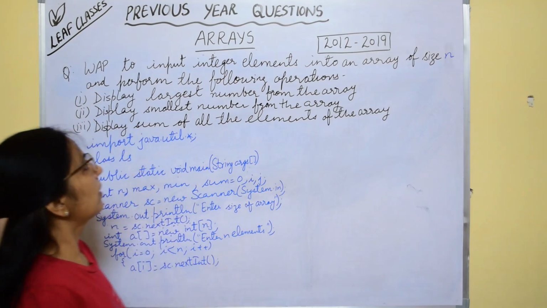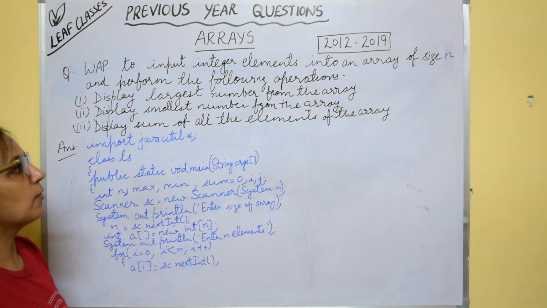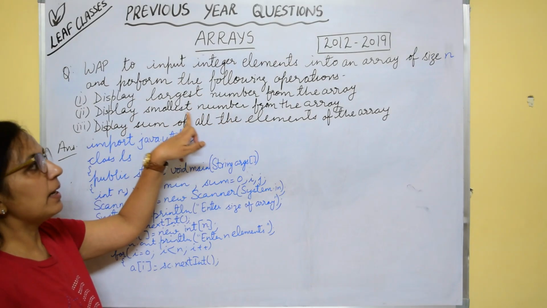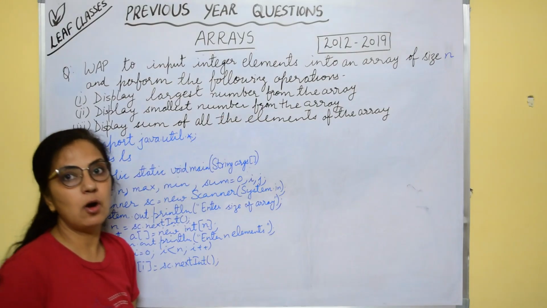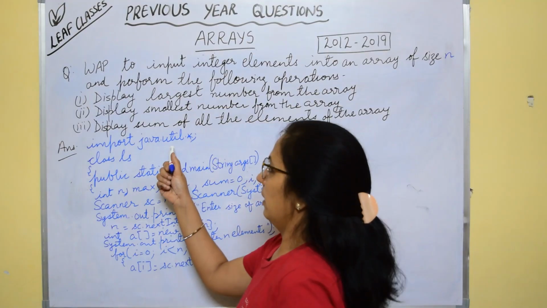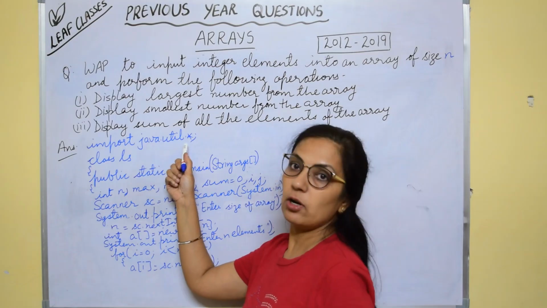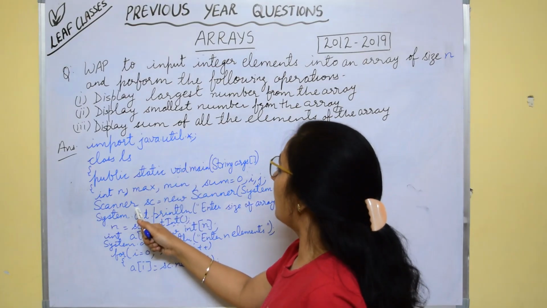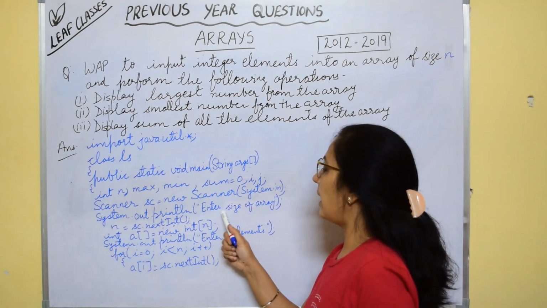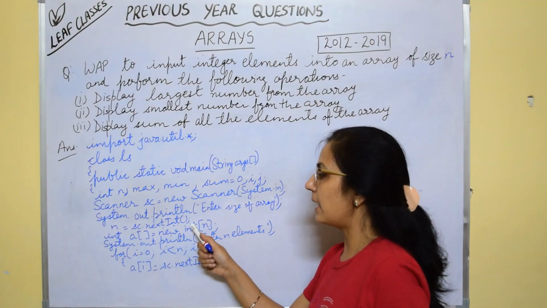Now we will be doing a program. Write a program to input integer elements into an array of size n and display the following: largest number from the array, smallest number, and the sum of all the elements of the array. For that, since we are using scanner class, I have given import statement java.util.*, create the scanner object, ask for the size of the array, enter size of array, n equals sc.nextInt.